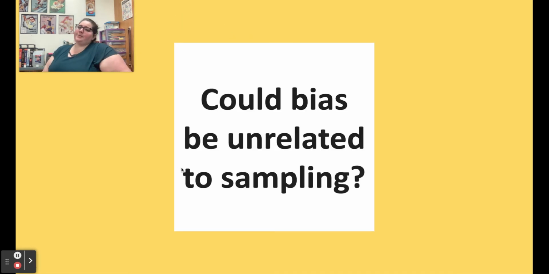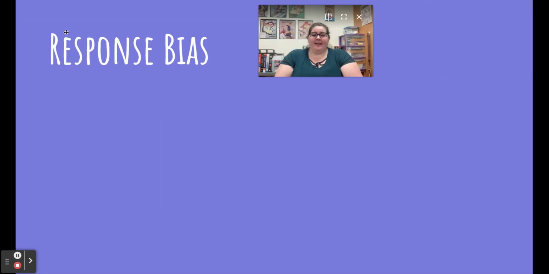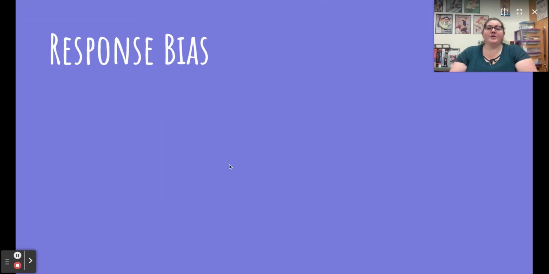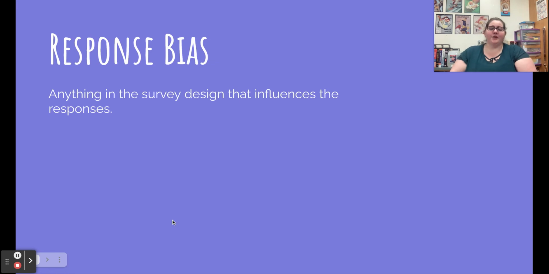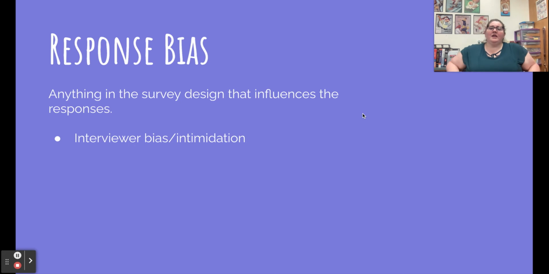So, big question: could bias be unrelated to sampling? The answer is yes. We can have bias that is not related to the sample or the sampling process at all. It could be related to what happens after we take the sample, which is when we do our data collecting, when we do the survey, when we ask the questions, when we figure out what our data is. And that is called response bias. So response bias refers to anything in the survey design that influences responses. So that could be that whoever's asking the questions is clearly biased or maybe even intimidating, leading the people's answers to be in one direction or the other.